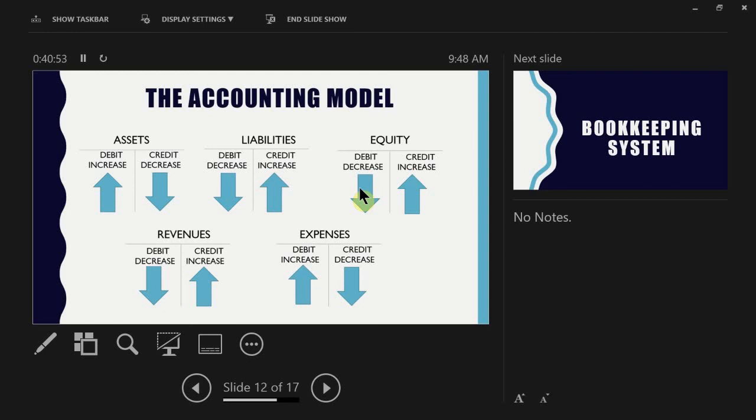So this is definitely something you want to keep, especially when we're going to be looking into chapter 3. So now, if you just need a quick memorization, just think of it this way. Assets and expenses are always increased with a debit. All the other ones are increased by credits. That's it. As far as trying to memorize this concept, all right?